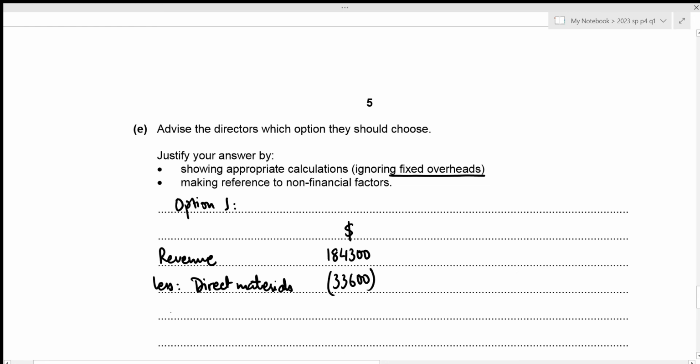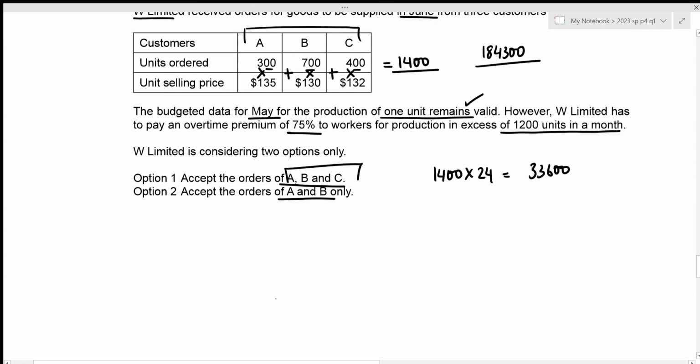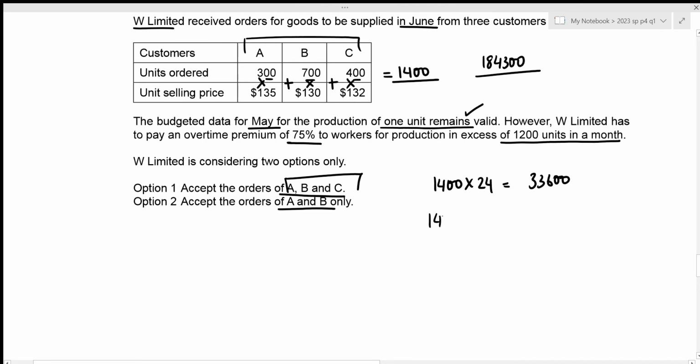Then the next one is of direct labor. Direct labor rate per unit was 60 previously. So the total direct labor now is going to be 1400 times 60, which results in the value of 84,000. Let's write it down.